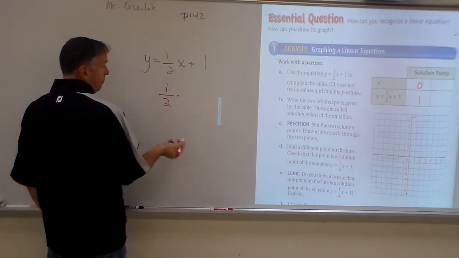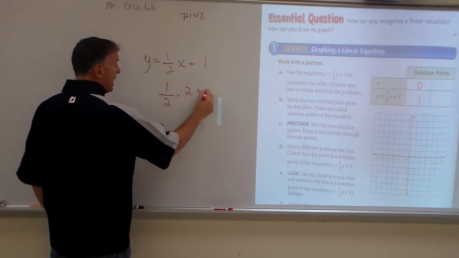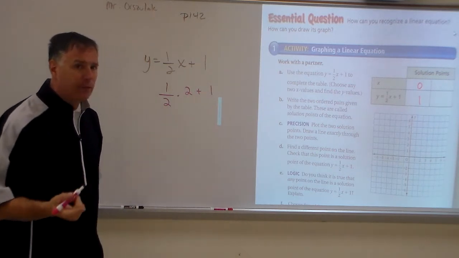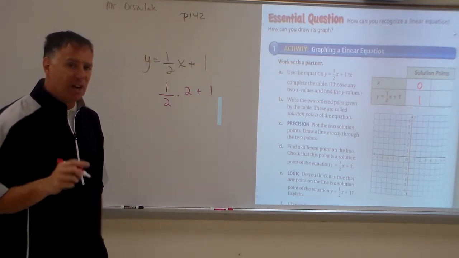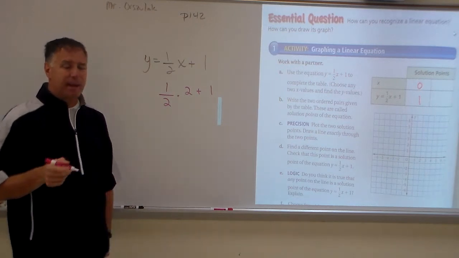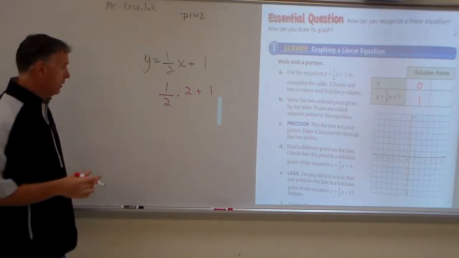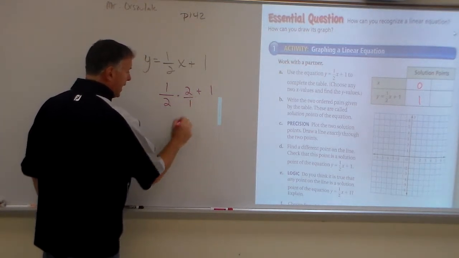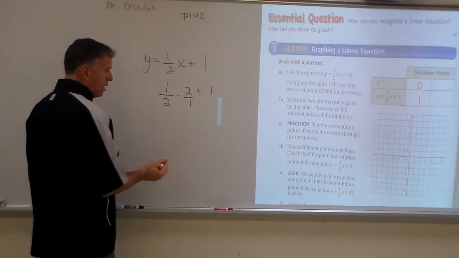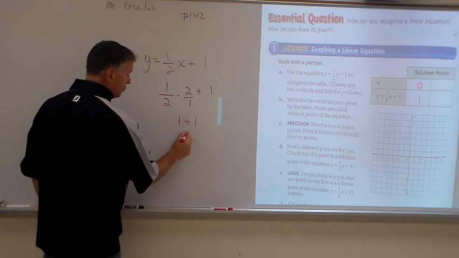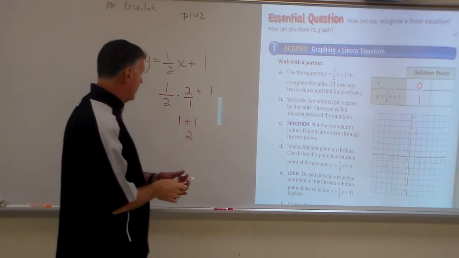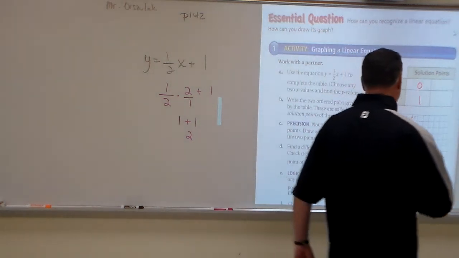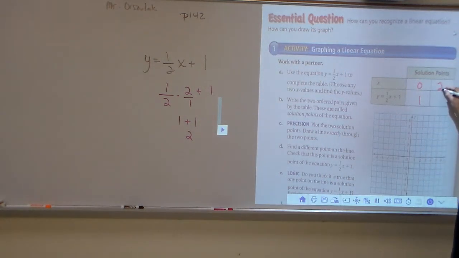I'm going to pick a 2. I'm going to plug in a 2, because then I don't have to really deal with the fractions. I'm picking numbers that are compatible, numbers that work well together. So I'm going to take half of 2. Half of 2 is 1. And then we have 1 plus 1 is 2. So I go over here, and for an x value, I had a 2.